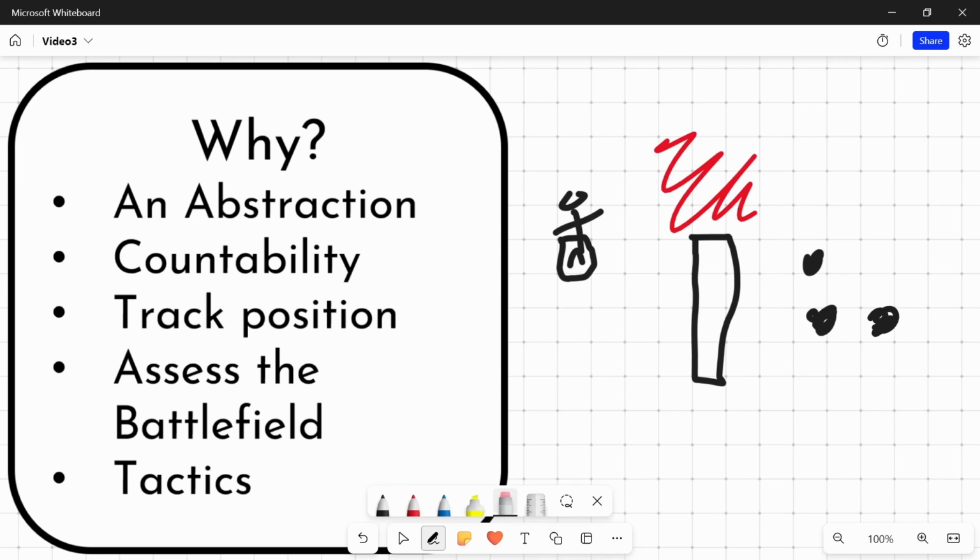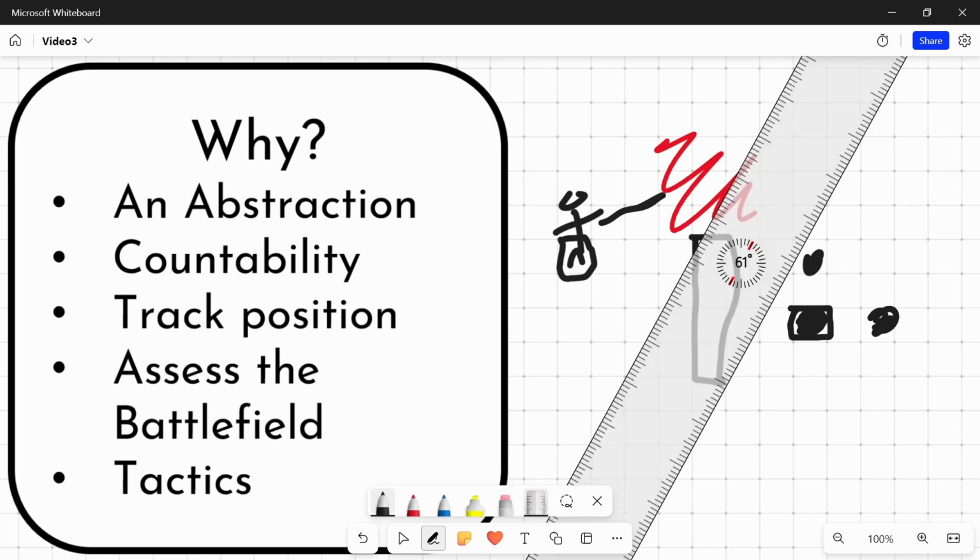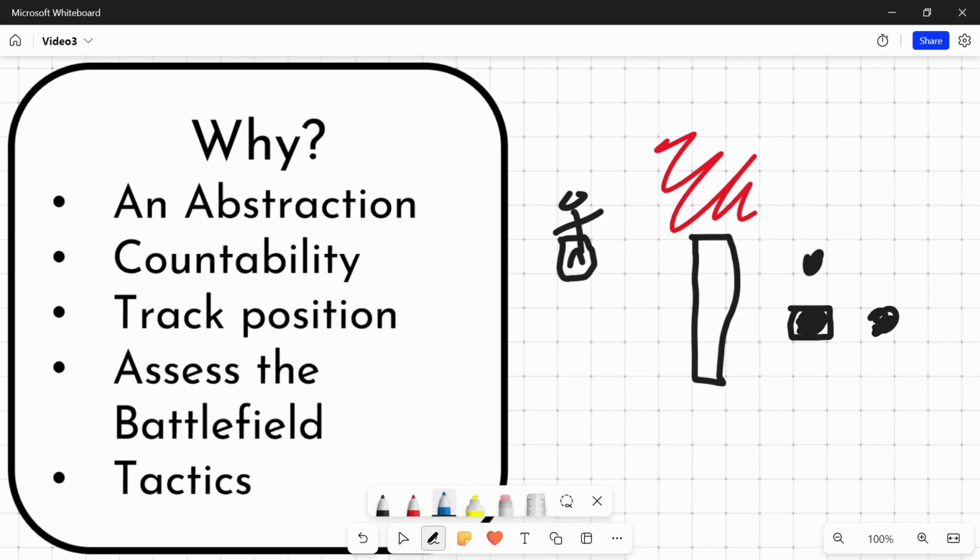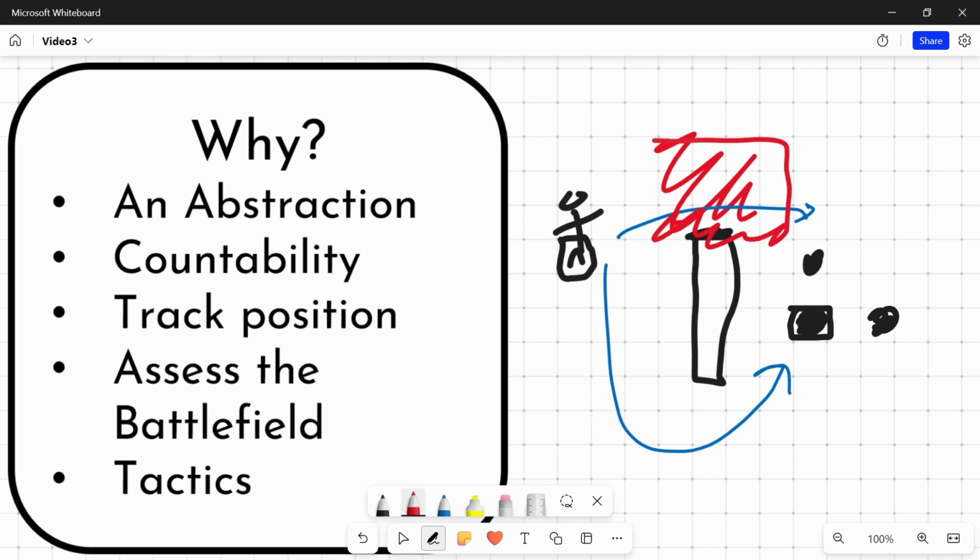It's countable. It allows you to track positions. I know that this creature isn't off to a side there. They are actually in that square precisely. That is where they occupy, for certain. And it means that when I'm presented with this battlefield, I can assess it quickly. I can say, okay, there's fire here, so I'm going to have to go around this way if I want to attack them. I can't go around this way without going through fire. There's no gap here because, again, everything perfectly fills a grid square. There's no way past. That kind of thing.